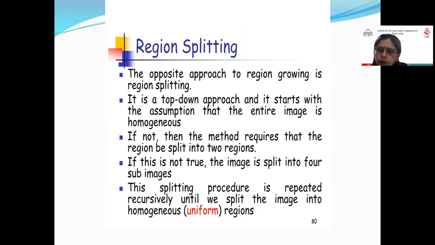If it is not homogeneous, we divide it into 4 regions, and when we check each of those regions, again we take a decision whether to split it further or not based on whether the region is homogeneous or not. So if the region is homogeneous, we don't split it further. But if it is not homogeneous, we split it into 4 parts.